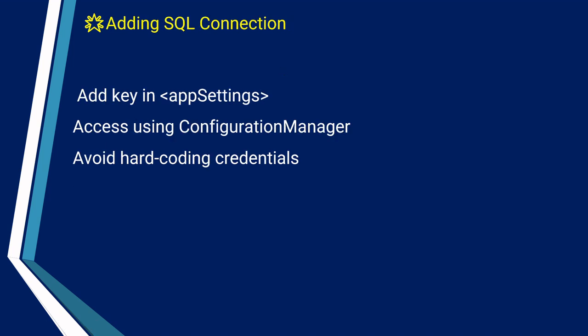We store the SQL connection string inside the appSettings section of web.config. This keeps your code clean and secure. Using ConfigurationManager, we can access the connection string anywhere in our project without hard coding credentials.